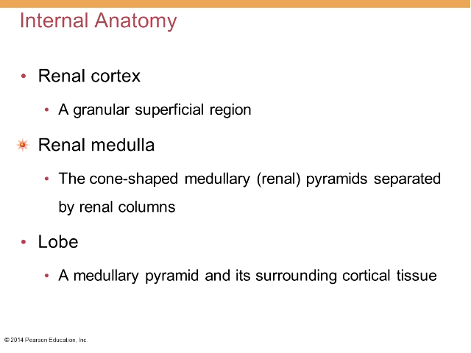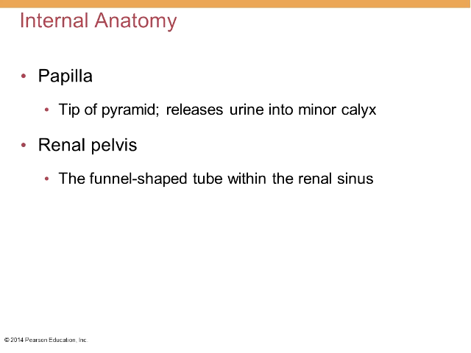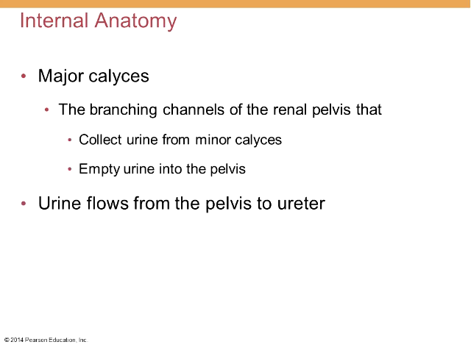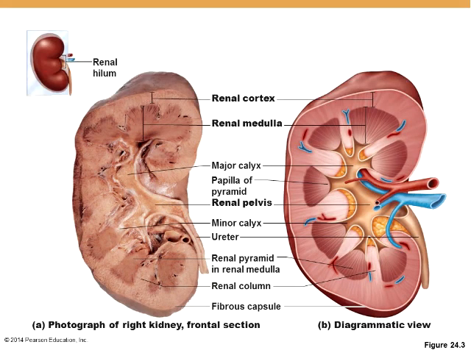And we'll hear about lobes, and that's a medullary pyramid and surrounding cortical tissue. And you see the difference in those two. There's a papilla, that's the tip of the pyramid where the urine actually comes out, and the renal pelvis, which is the funnel-shaped tube, it ultimately goes to the renal sinus. You have major calyces, and the urine flows from the pelvis to the ureter. And let's talk about this a little bit.